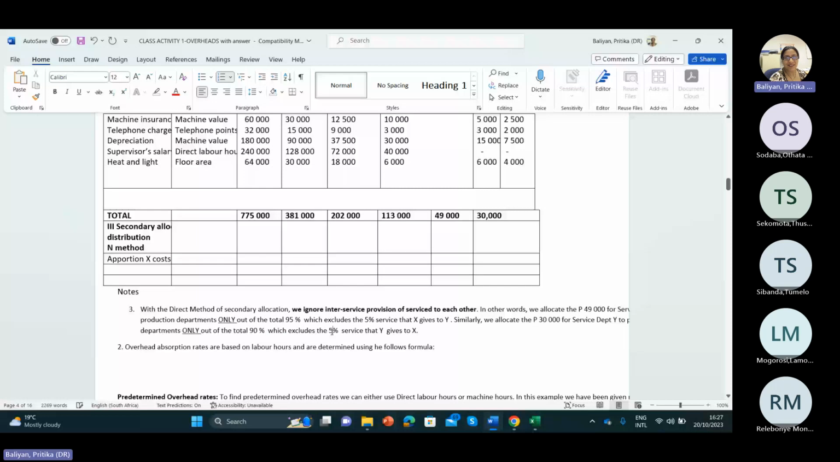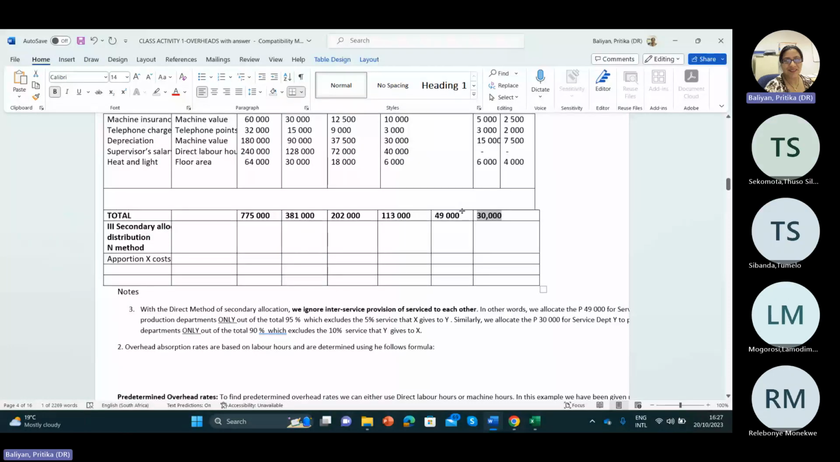So this is the cost which is incurred in X, 49,000, and department Y, 30,000. It needs to be reapportioned only to the production departments, because the main unit of the business is the production department, which produces the goods. The existence of the service department is to support the production. So any cost which remains in the service department has to be transferred or distributed to the production departments, like 49,000 from X and 30,000 overhead costs from Y.